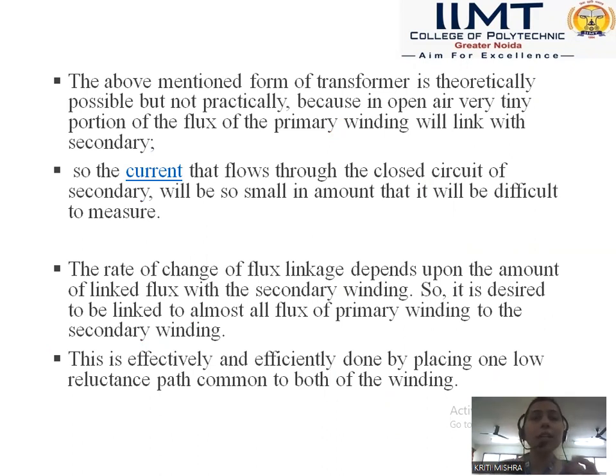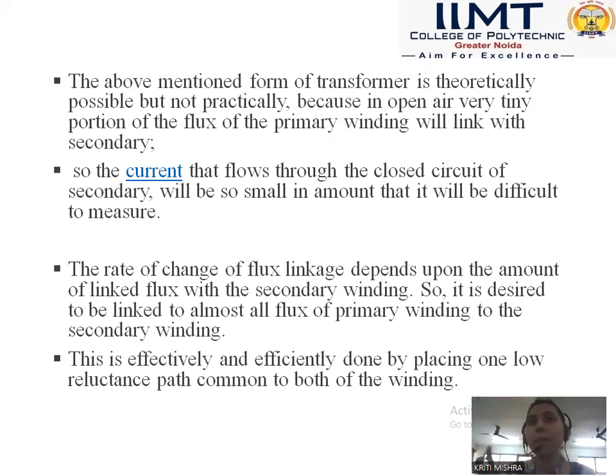So the current that flows from the closed circuit of the secondary will be so small in amount that it will be difficult to measure. Why is it difficult to measure? Because the current is so small and we don't have that sensitive an instrument to measure that amount of current. So the above mentioned form of transformer is theoretically not possible.